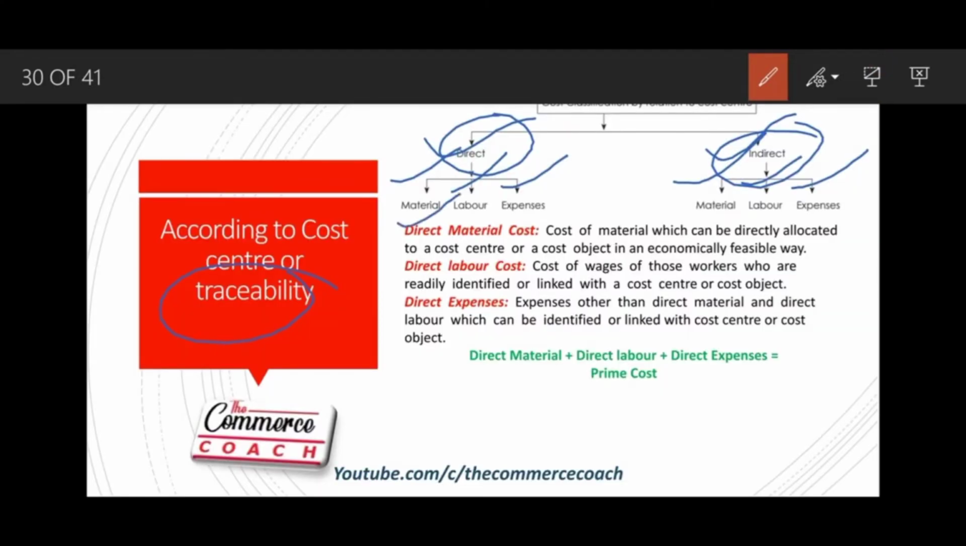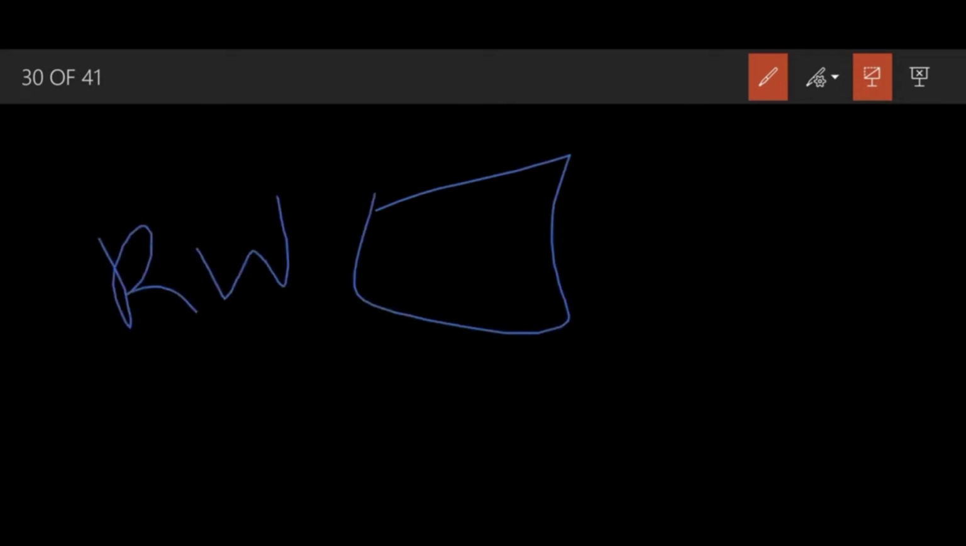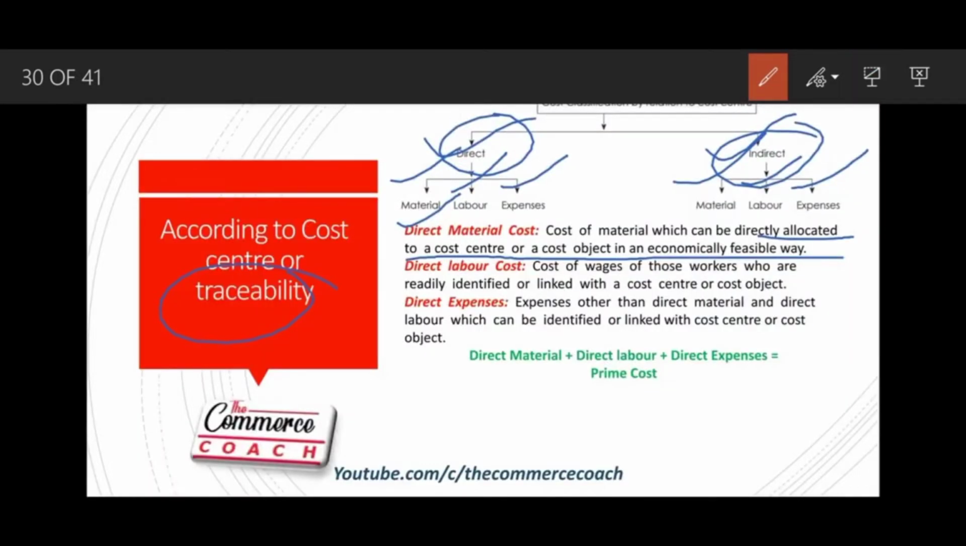Direct material is the cost of material which can be directly allocated to a cost center or cost object in an economically feasible way. Basically, you can identify it by saying that this box requires this kind of raw material directly. Now next, direct labor is the cost of wages of those workers who are directly and readily identified and linked with the cost center or cost object.